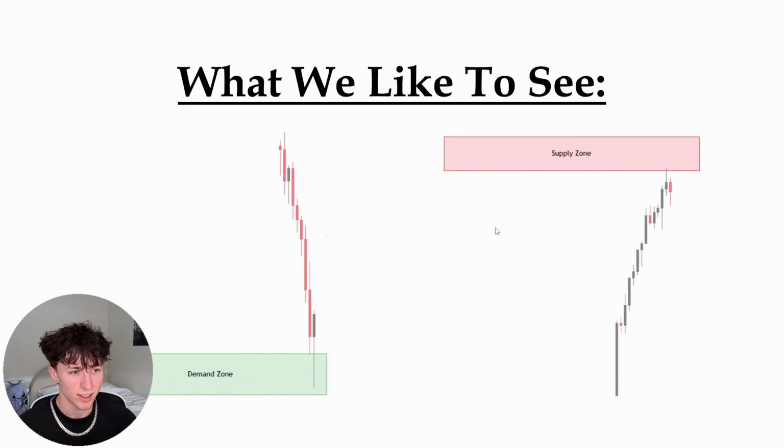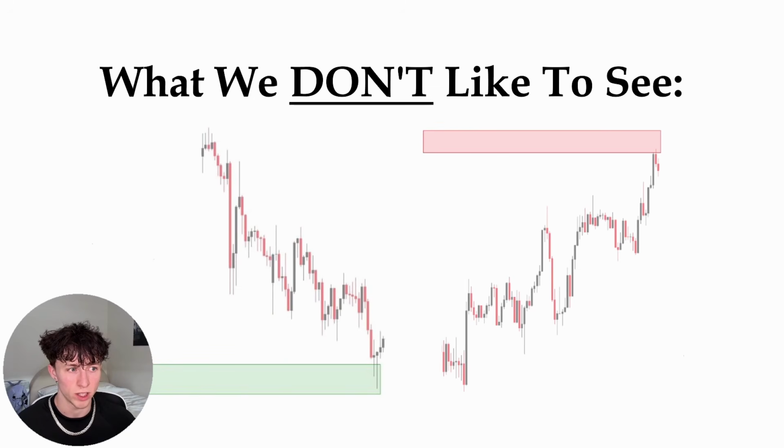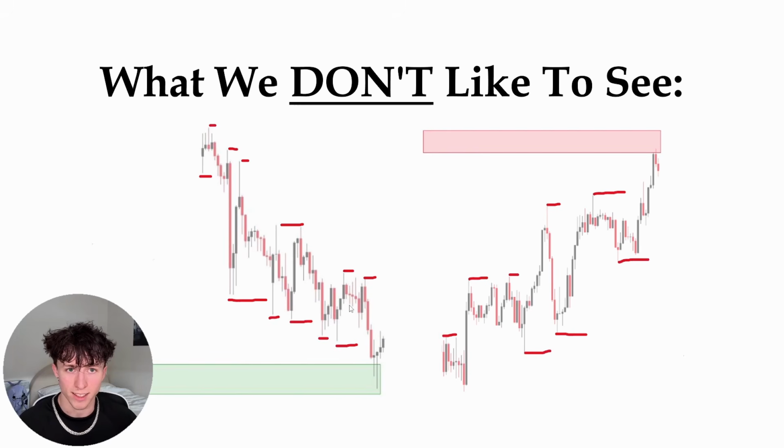And this is exactly the type of setup we want to be involved in, but let's compare this to the type of setup we don't like to see. This time, instead of having clean movement straight towards our zone, we have price action move against our intended direction. If we're looking to take a buy position from a demand zone and we're moving in a short-term downtrend towards our zone, then that is obviously not going to be ideal. Likewise, if we're making higher highs and higher lows towards our supply zone, then it's not going to be the best place to sell at.